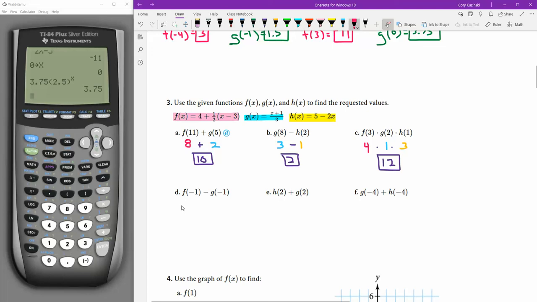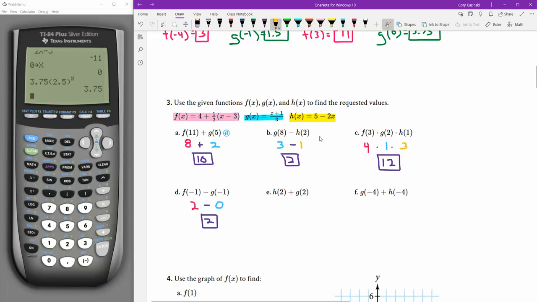F of negative 1. Negative 1 minus 3 is negative 4. Half of negative 4 is negative 2. And 4 plus negative 2 is just 2. Minus g of negative 1. Negative 1 plus 1 is 0. And 0 divided by 3 is 0. So we're going to subtract the 0 from the 2, and we get 2.